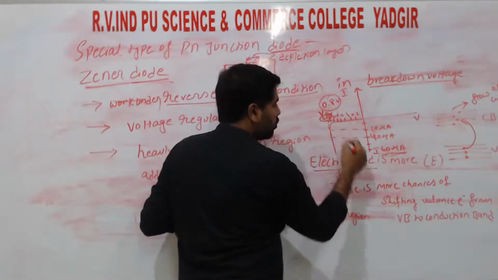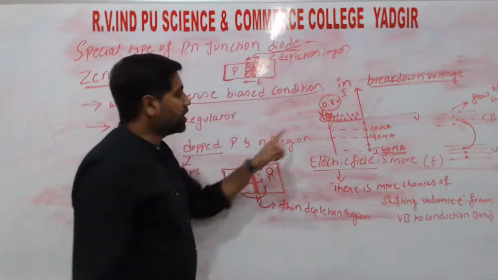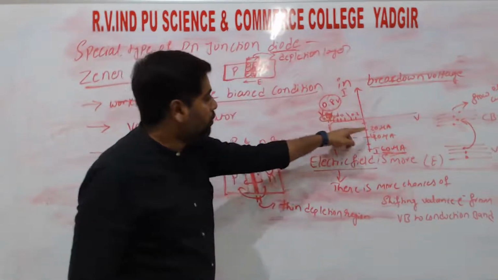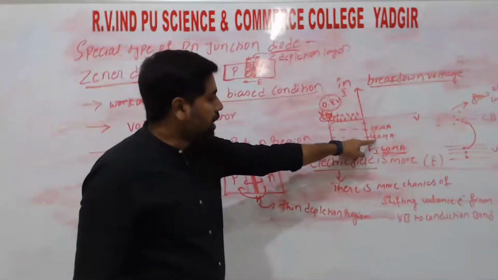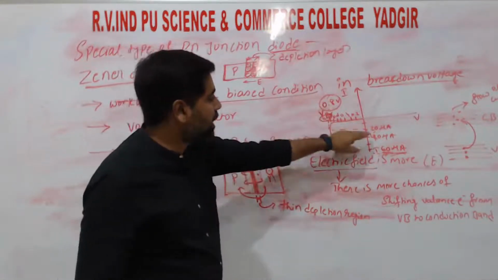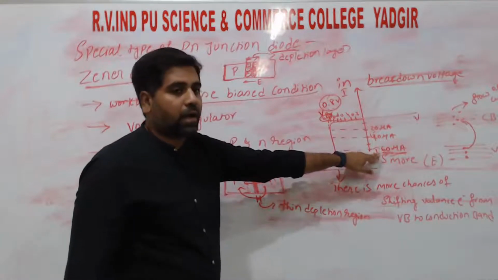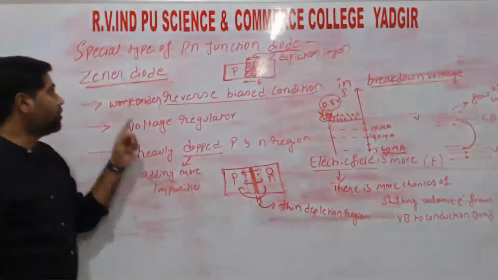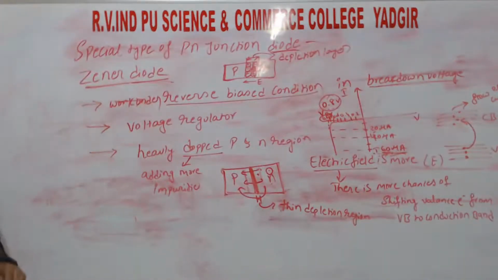Right? So for the same voltage we are getting 60. That means voltage remains constant, but what is happening to the current values? The current values go on increasing. That means for a constant voltage we are getting increasing current. So this is the principle behind the Zener diode, right?